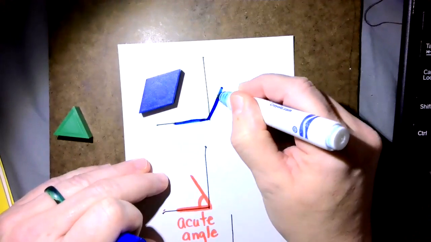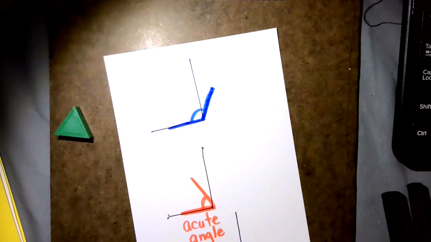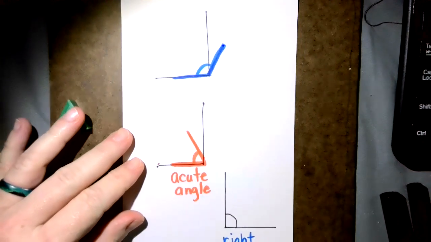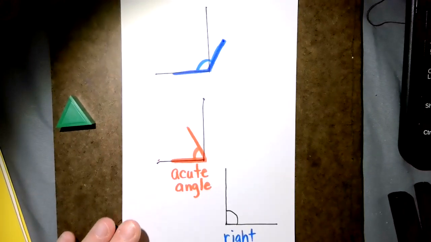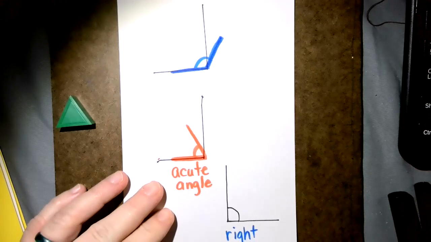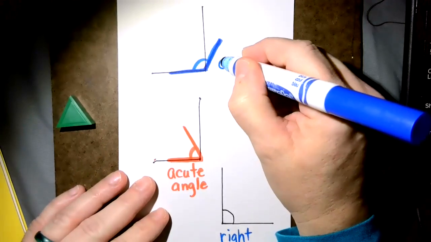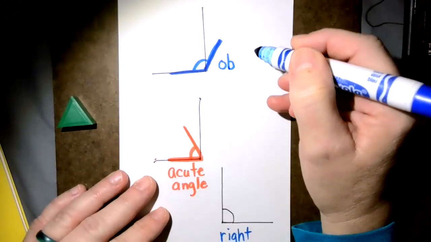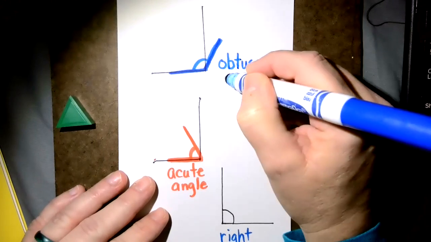Now look at this angle. It's bigger and goes wider than that right angle. Can anybody remember the angle that's bigger than a right angle? A wider angle. It is a wider angle, but what was the name of it? Obtuse. Obtuse. Yep.